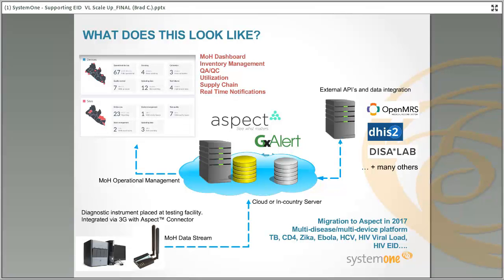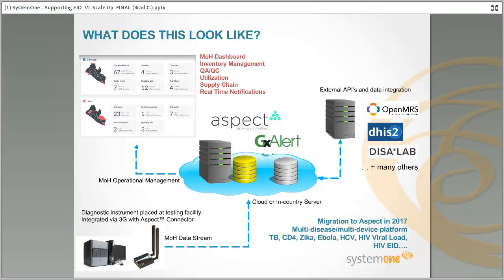And then, as soon as the sample has been run on that instrument and the diagnosis is available, our system grabs that result from the instrument and sends it up to the GXAlert or Aspect server. This can be either our secure web-based system offered by SystemOne, or an in-country server for those countries that would like that option internally. Once the results are available on the server, that's where the intelligence and the data activity starts, and the information gets disseminated further into the ecosystem.